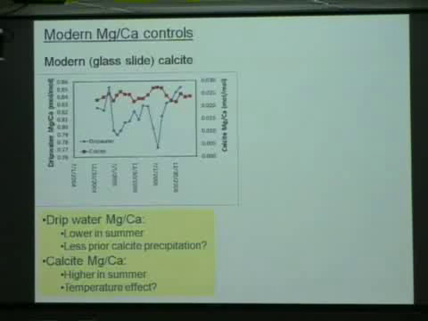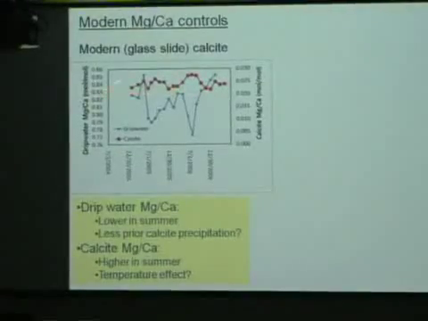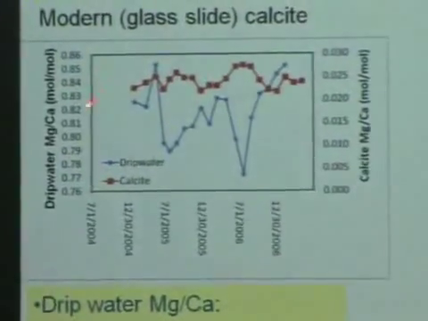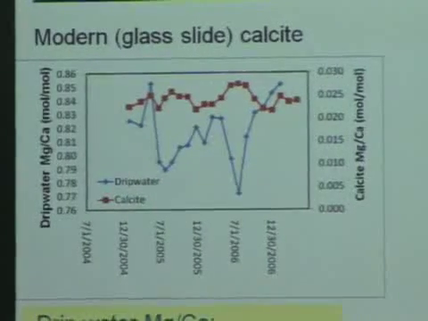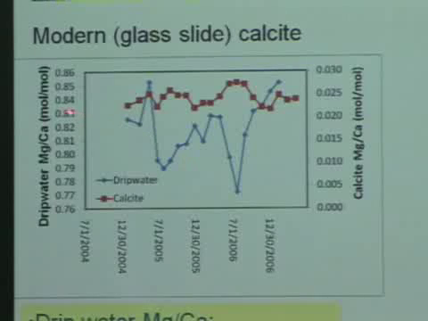Okay, I think I'm just going to say a little bit about magnesium calcium and then finish up. Shown here now in blue, we've done a similar thing with magnesium calcium. In blue is drip water magnesium calcium. We see a bit of a seasonal cycle, though it's not super clear, with lower magnesium calcium ratios in the drip water in the summer months.